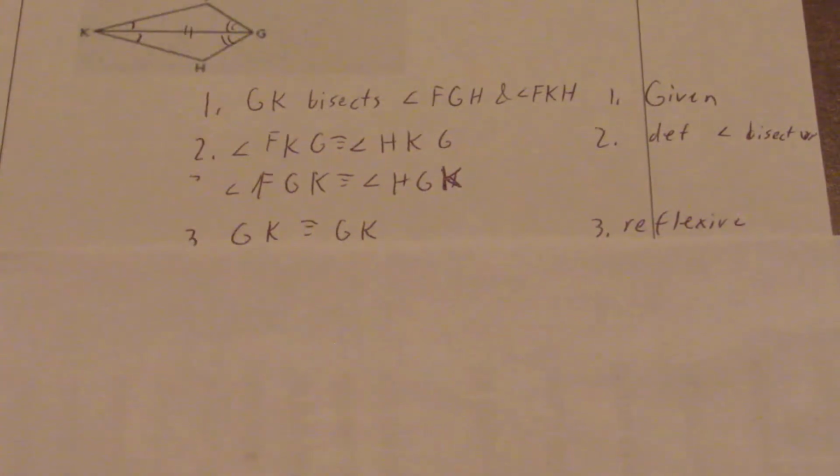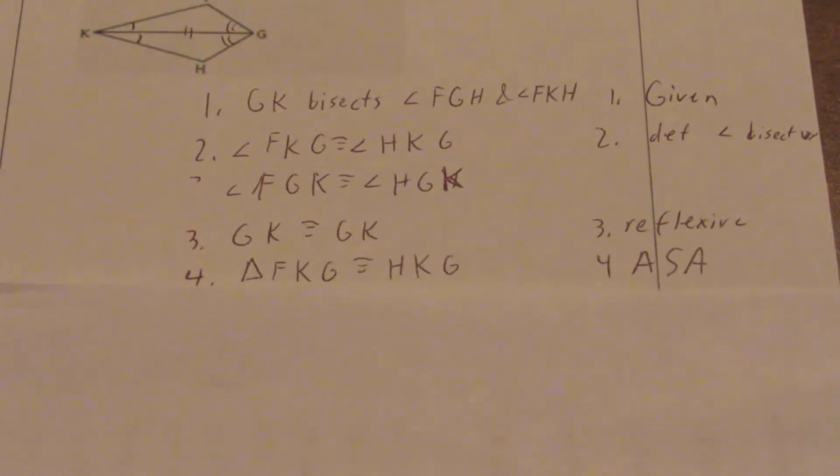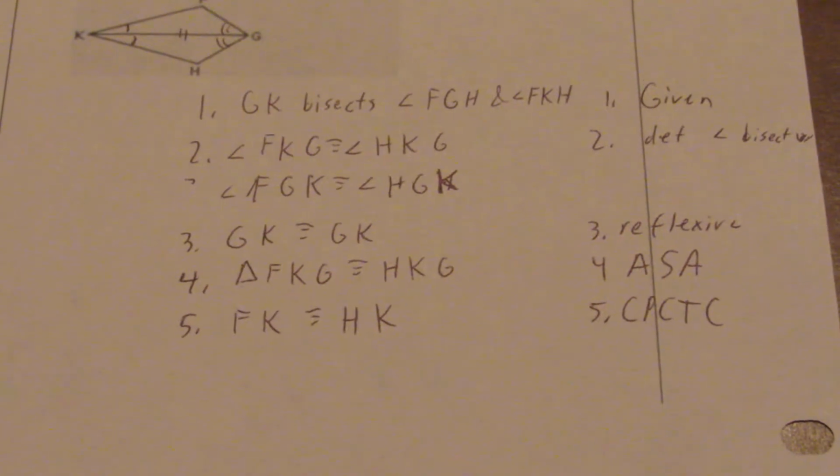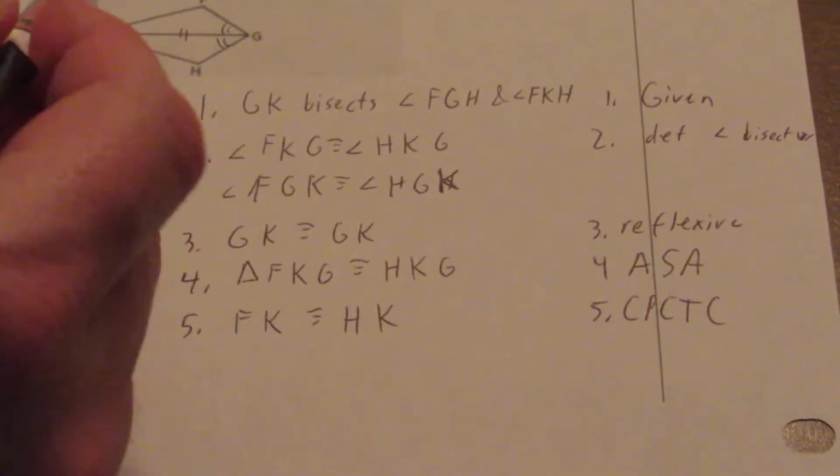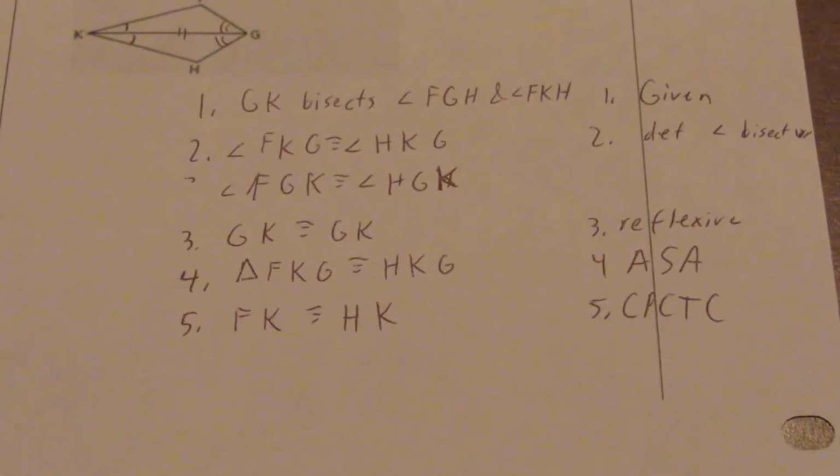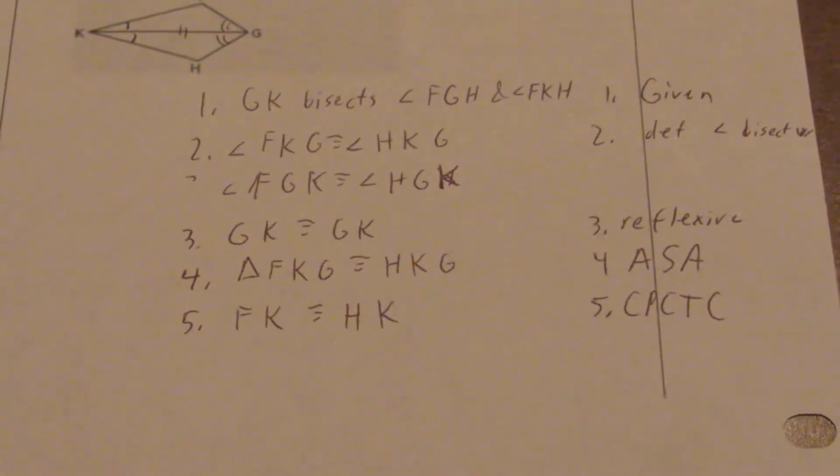I have angle, side, angle. So I prove my triangles are congruent. And then I can say that FK is congruent to HK. Right? FK and HK by CPCTC, because they're corresponding parts of congruent triangles.